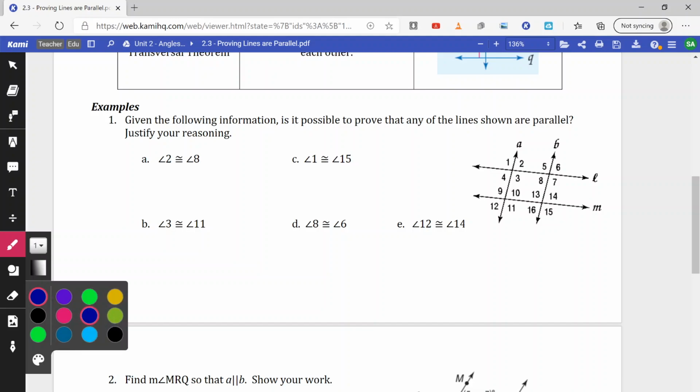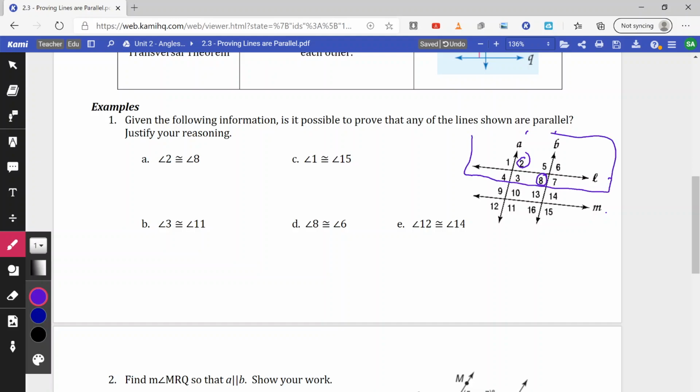Our first example is angle 2 and angle 8. I have to take a look. Can I say A and B are parallel, or can I say L and M are parallel? In this case, we have 2 and 8 on opposite sides of line L on the insides of A and B. So 2 and 8 would be considered alternate interior angles. The two lines that get crossed by a transversal would be A and B. So in this case, we can say A is parallel to B.